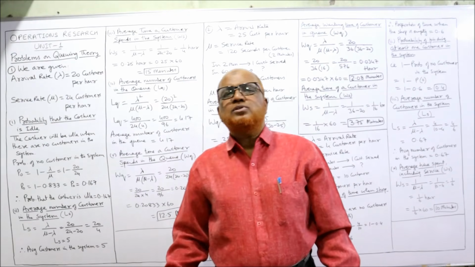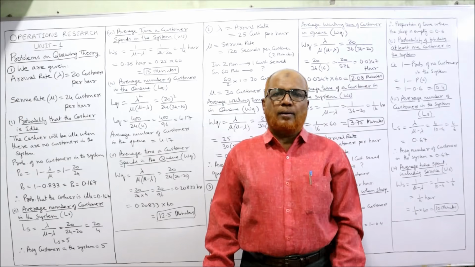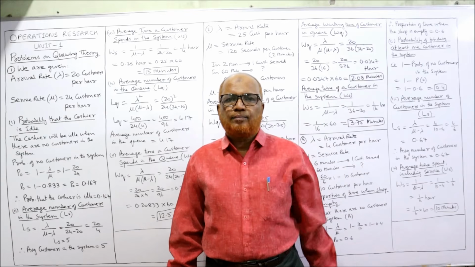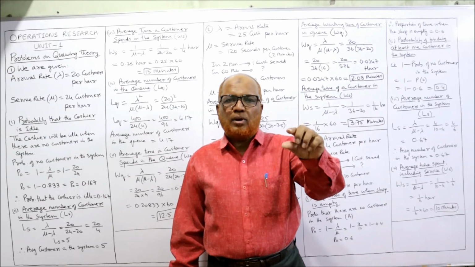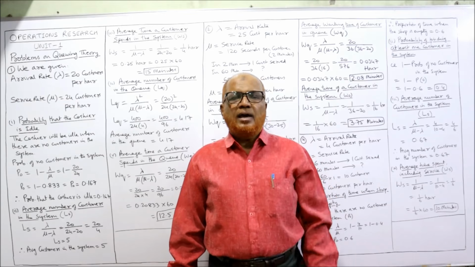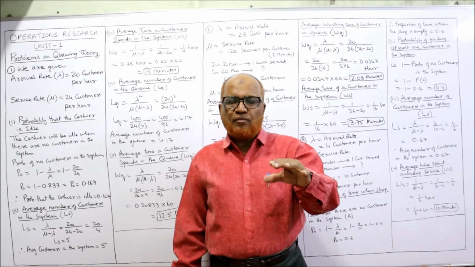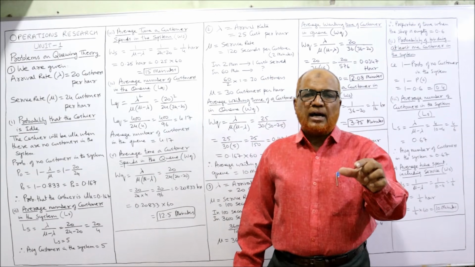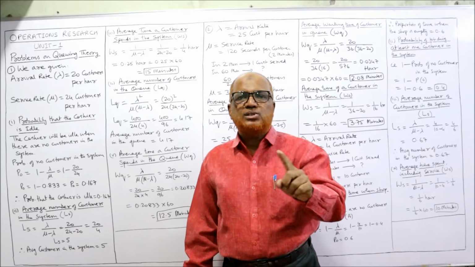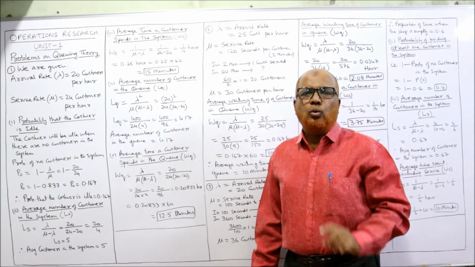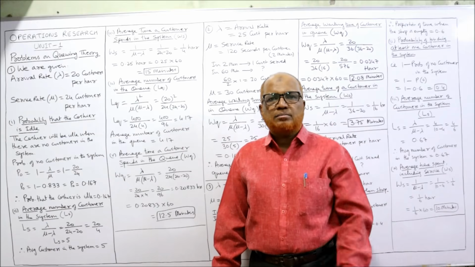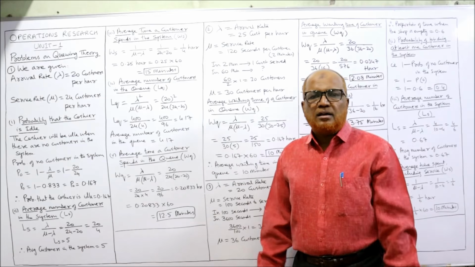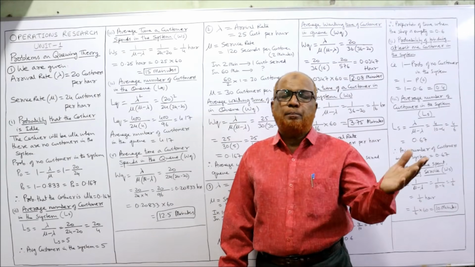See here, the problems on queuing theory depend on the formulas. So you must know the formulas for different cases like LS, which stands for the average number of customers in the system; LQ, the average number of customers in the queue; WS, the average time a customer spends in the whole system; and WQ, the average time a customer spends waiting in the queue. These are the different formulas I have already given in the previous video.